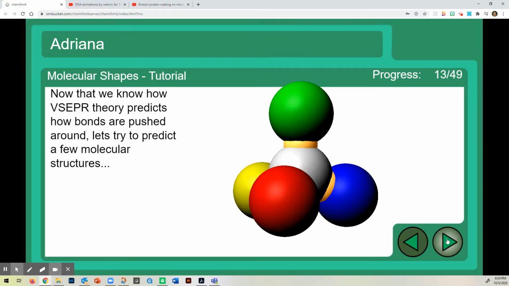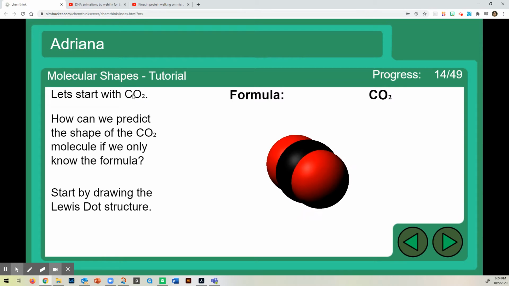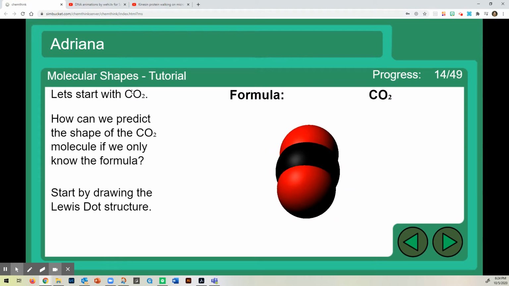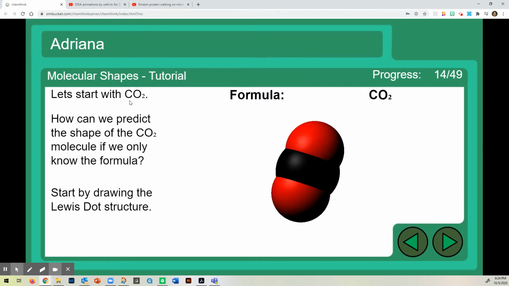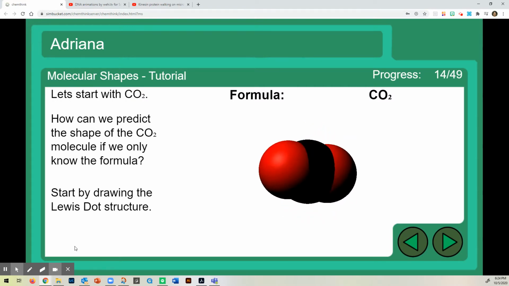So let's look and see if we can predict a few molecular structures. Let's start with carbon dioxide. This is a covalent molecule, so we're going to say the first element, then the second element, adding the "ide" suffix and the di prefix. Let me just write that out for us. We've had a lot of practice writing these.